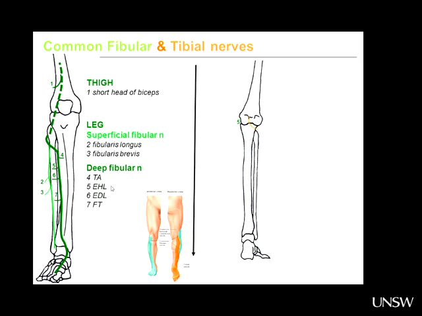Okay. The deep fibular nerve is supplying the anterior compartment, so it's supplying all the muscles that lie anteriorly, and the superficial is supplying the two muscles that lie in the lateral compartment. Everyone good with that?